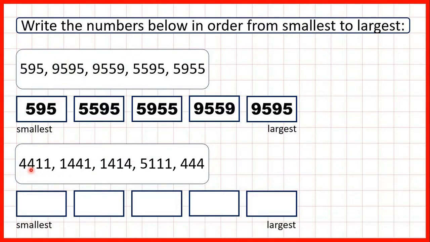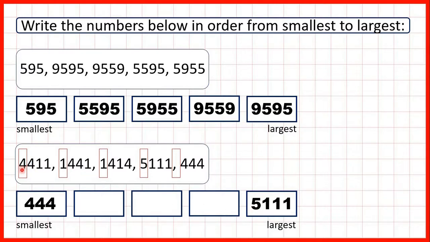Now we have 4,411, 1,441, 1,414, 5,111 and 444. Again, we start by comparing the larger place values, but again we can see that this number here doesn't have a thousands digit. It's only a 3-digit number, so we know that that must be our smallest number. Now we can also see that this number, because it has the most thousands, will be our largest number.